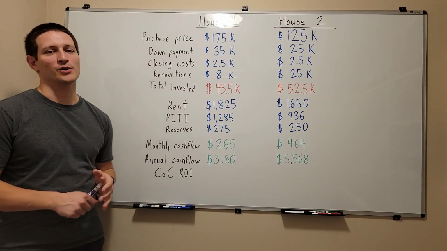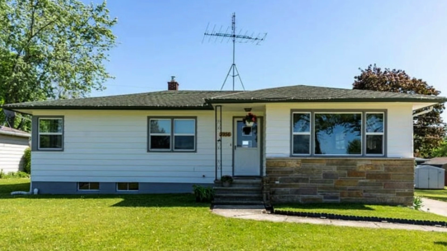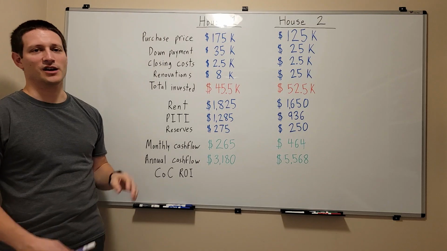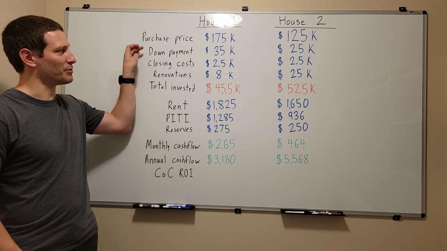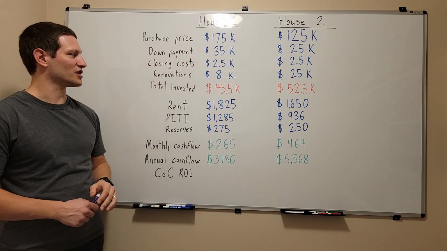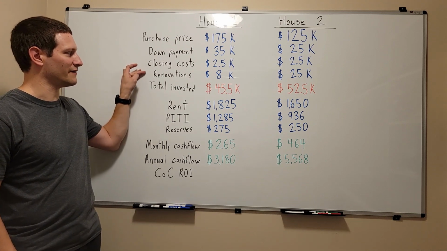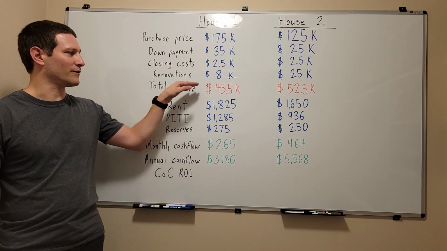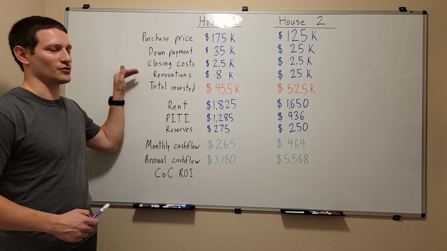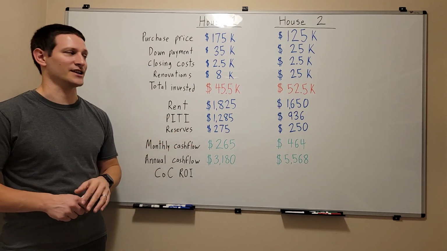So house one is the house that we've been talking about for the last 5 weeks that we've done our entire underwriting process with. So as a reminder, the listed price was $175,000. 20% down would be $35,000, estimating about $2,500 in closing costs and about $8,000 in renovations. Holly and I would have had to bring $45,500 as our down payment, closing costs, and renovations to get this house in a state to rent.